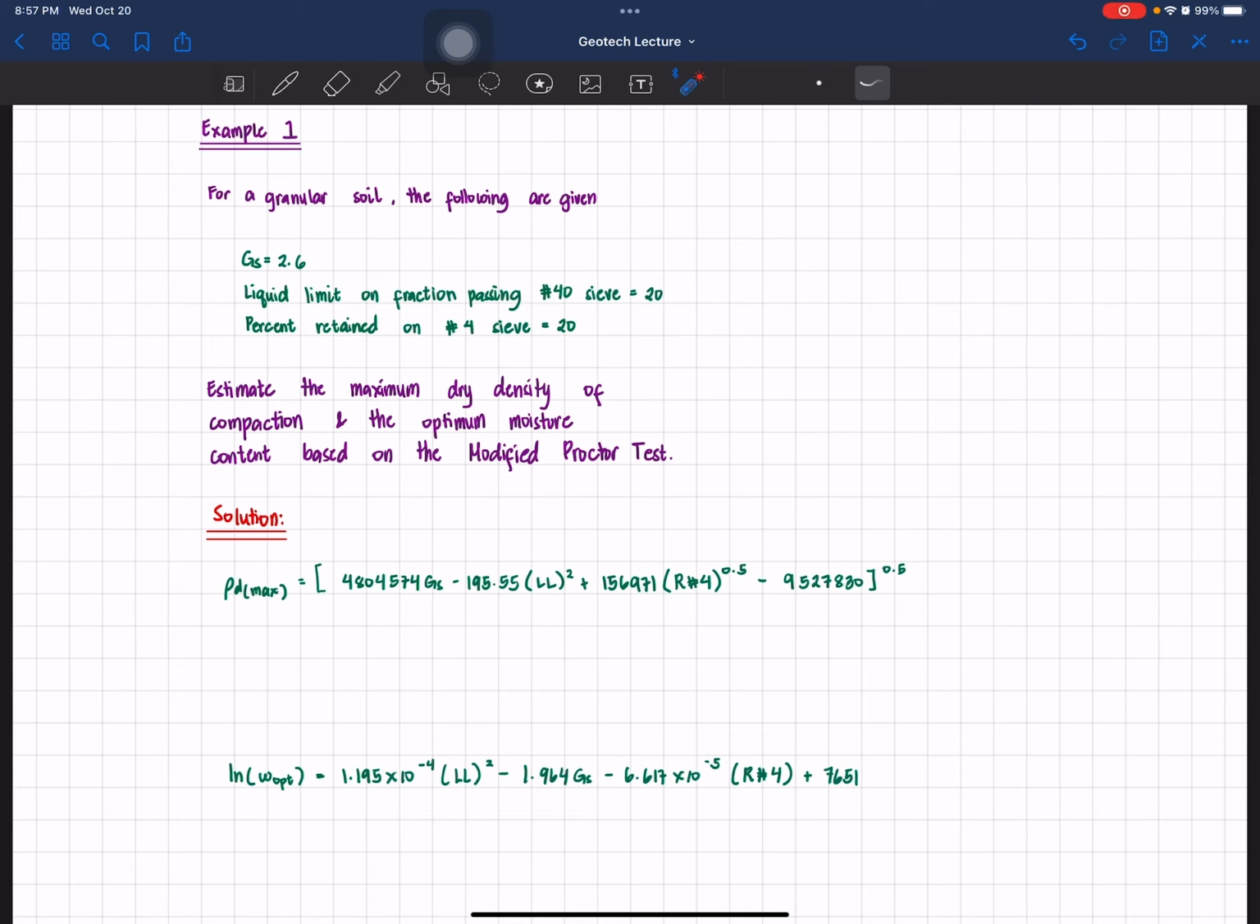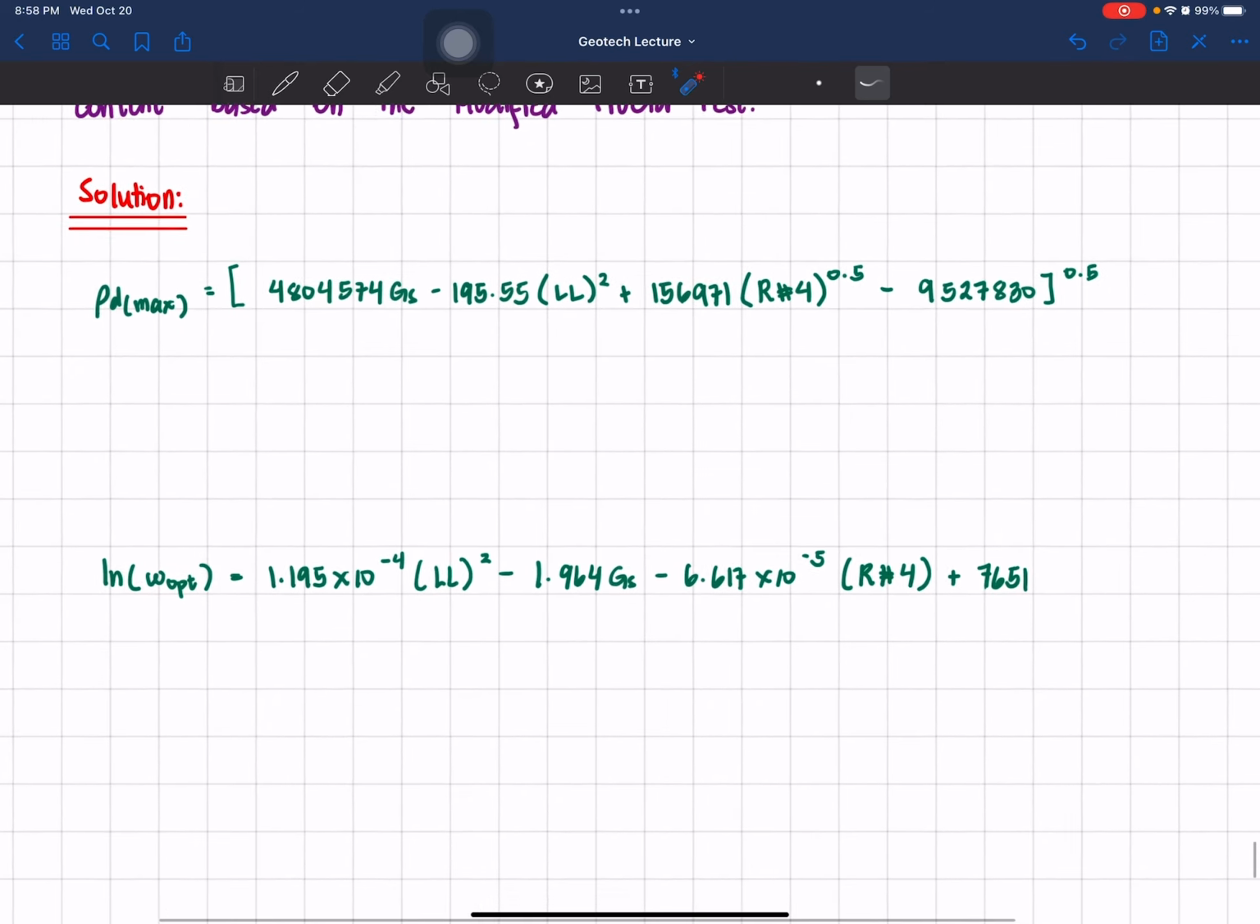So, in this case, what we will use is the first formula, and I already have the formula here. What we will do is substitute the values. We have Gs is 2.6, the liquid limit 20, that's for the liquid limit of the fraction passing number 40 sieve, and then the percent retained which is 20, for the number 4 sieve. So, direct substitution.